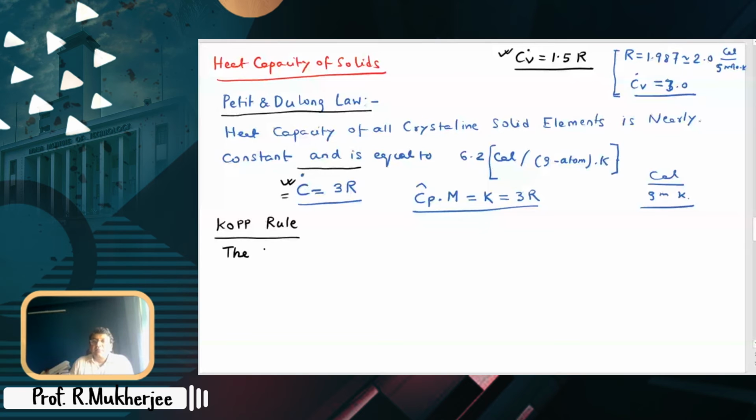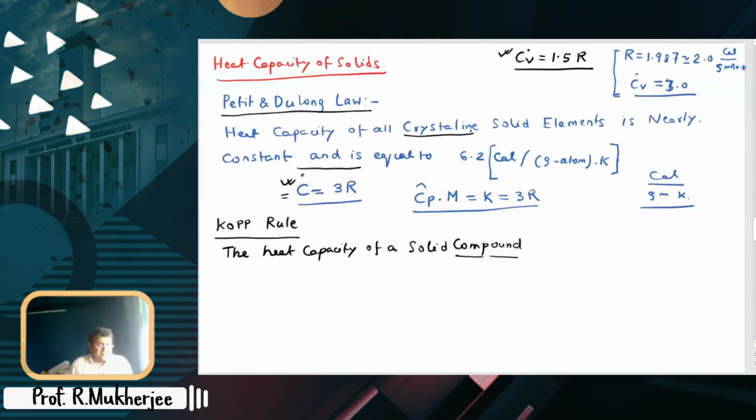How to execute the Kopp rule? I think in the tutorial I will take up a problem of a solid compound. Please understand the progressive differences we are making. So this is for crystalline solid elements, right? And this is for a compound.